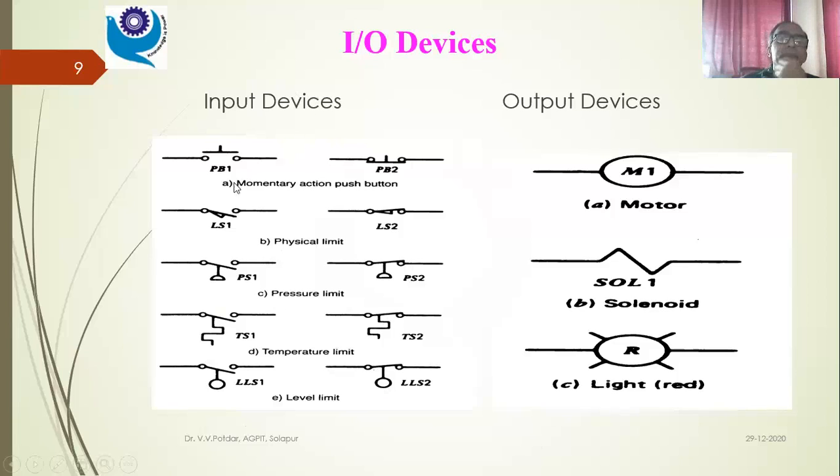Now, some input devices. Let us see, the push button, PB stands for push button. PB1 is normally open, and this is a normally closed push button, a momentary action push button. The limit switches, we already know these. LS stands for limit switches, normally open and normally closed. Pressure switches, PS1 stands for pressure switches, which define the limiting pressures, normally open and normally closed. The temperature switches are actuated based on temperature. So these are temperature limit switches, normally open and normally closed. Level limit switches, LLS, normally open and normally closed. And what are the output devices? Either motor, solenoid, or light. So these are the output devices.